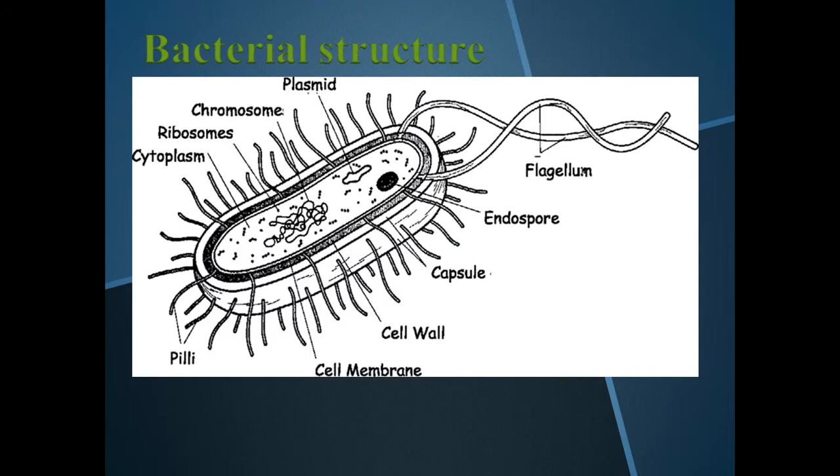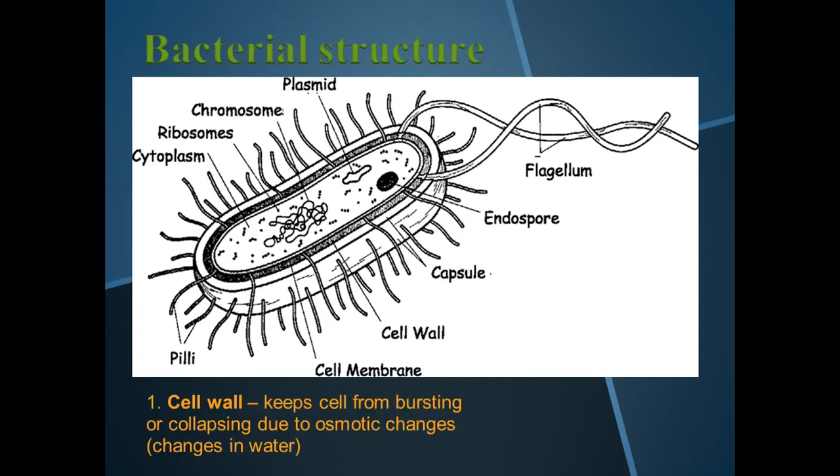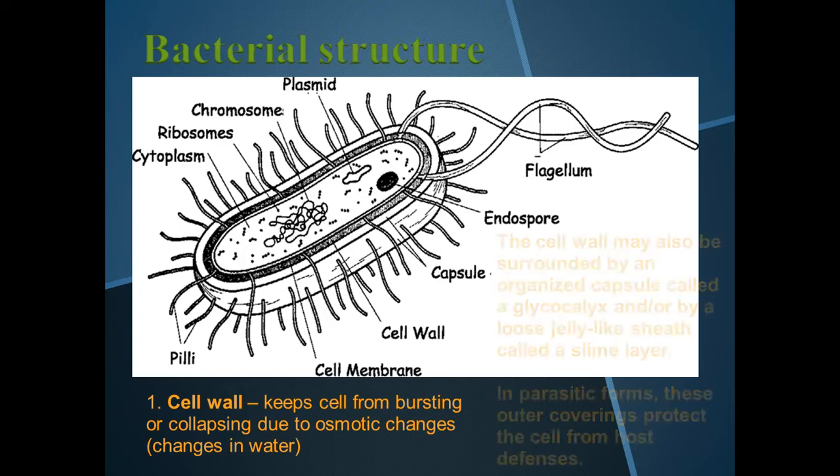The structure of bacteria is fairly simple and pretty much the same for most bacteria. We'll focus first on the cell wall. The cell wall, which you can see is located underneath something else, right here, the dark black, keeps the cell from bursting or collapsing due to changes in water. So if the bacteria were to be in an environment where there's suddenly less water or more water, the cell wall is what keeps it from bursting or shrinking.